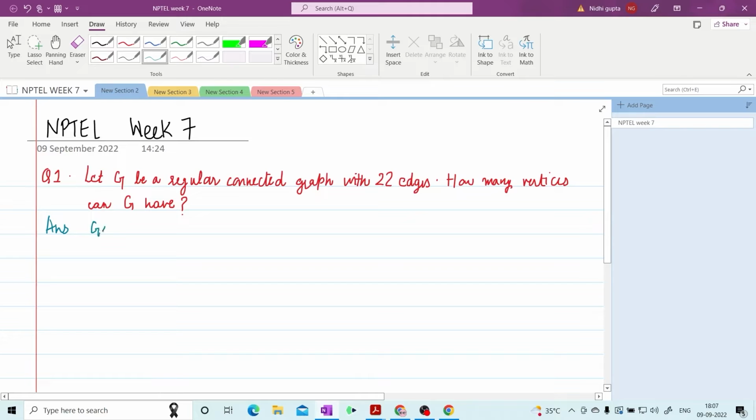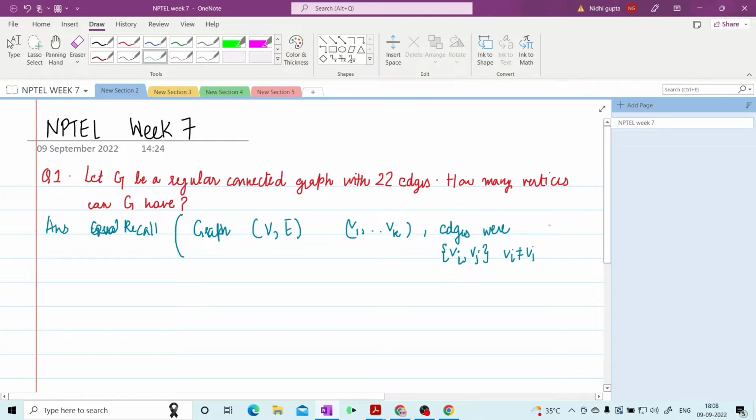Recall, a graph was a collection of vertices and edges. Vertices we were denoting by v1 to vk, and edges were two-element subsets of the set of vertices, like we pick any two vertices.